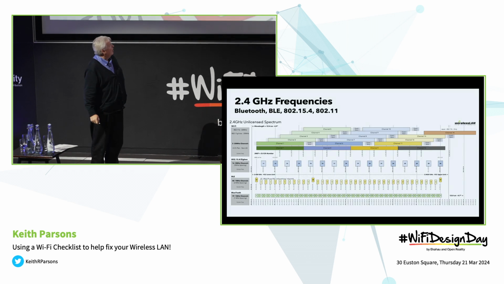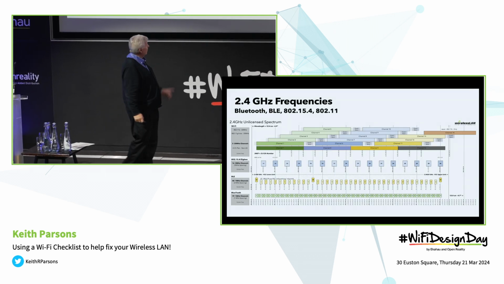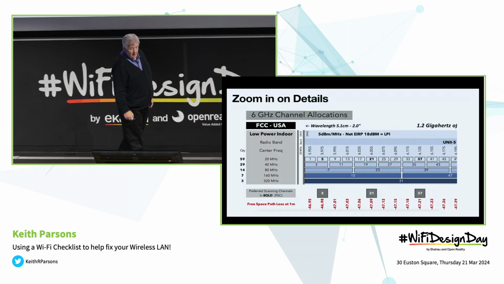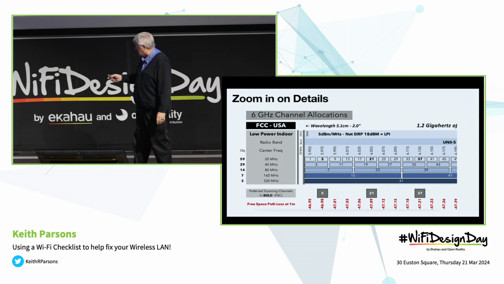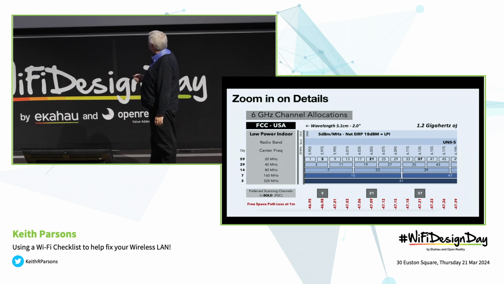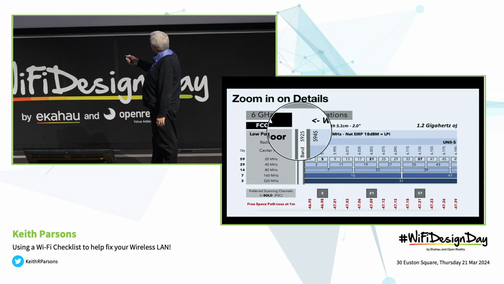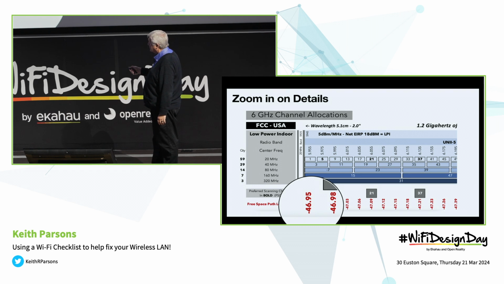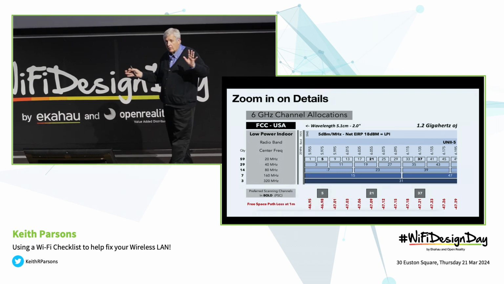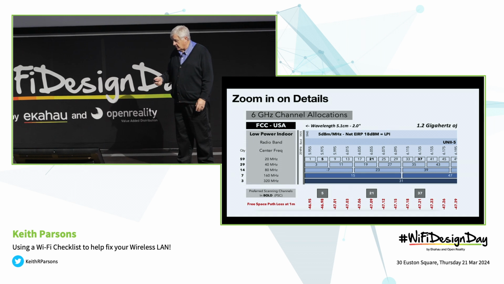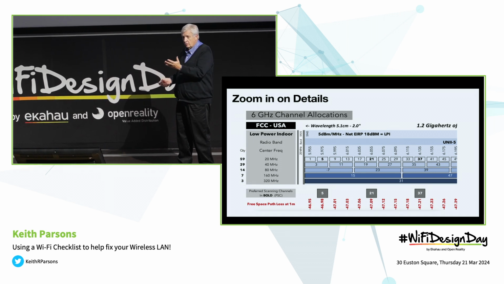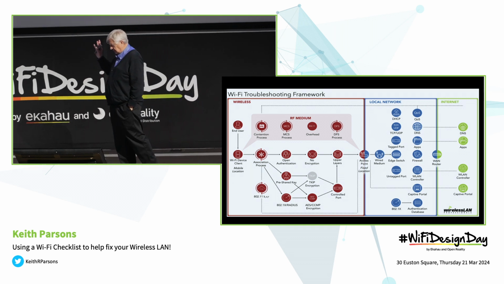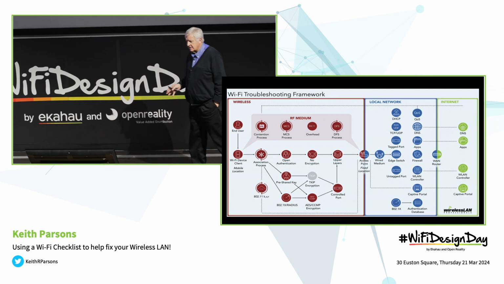So I have a 2.4 sheet with all the information on 2.4, a 5 gig one, a 6 gig one. If you zoom in, you can see we added lots of details, like the actual frequencies, how long the wavelengths are, the free space path loss for each one. And they're on all three of those, and those are freely available. You need this information, so why not put it in an easy format? Another one, and I made this up 5 years ago, and so it's missing some 6 gig pieces.